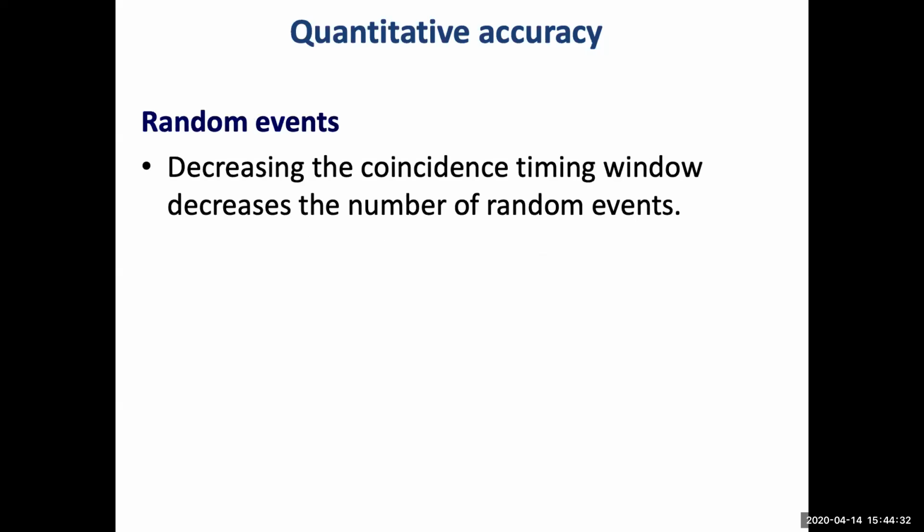Random events are decreased by the coincidence timing window. By decreasing the coincidence timing window, we decrease the number of random events. So by decreasing the timing window, we decrease the number of random events.